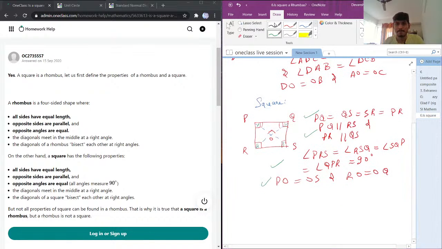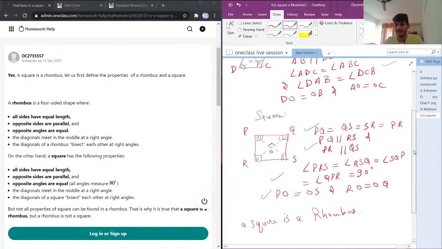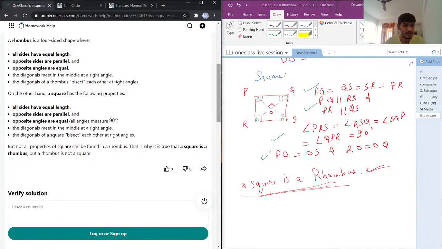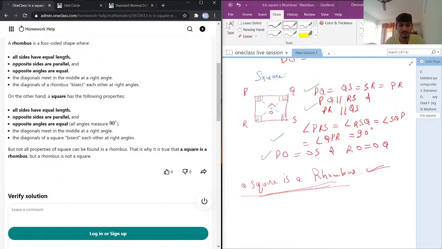So we can say that a square is a rhombus. Every square is going to be a rhombus, but the opposite is not true. Every rhombus is not a square, because the condition for a rhombus to be a square is that all the interior angles should be 90 degrees, and in every rhombus this condition is not satisfied. So a square is a rhombus, but not all properties of a square can be found in a rhombus. That is why it is true that a square is a rhombus, but a rhombus is not a square.